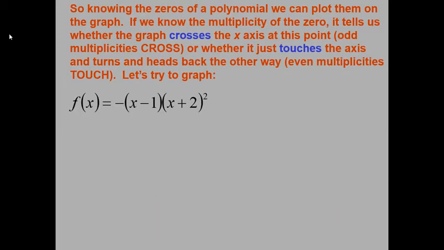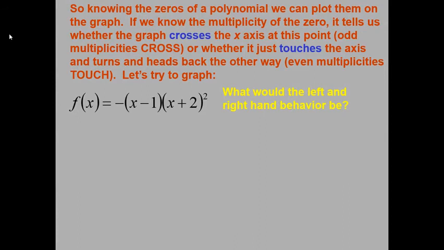So knowing the zeros of a polynomial, we can plot them on the graph. If we know the multiplicity of the zero, it tells us whether the graph crosses the x-axis at this point (odd multiplicities cross), or whether it just touches the axis and turns and heads back the other way. Even multiplicities touch. Let's try to graph −(x − 1)(x + 2)².